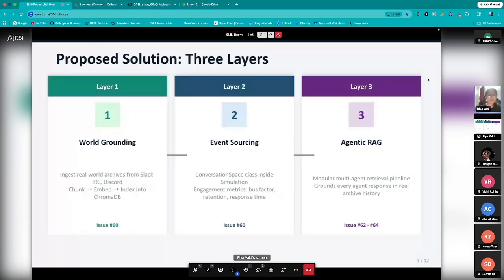First layer is world grounding, where I would be ingesting real world archives from Slack, IRC, and Discord. The second layer is event sourcing. This is the part where the conversation space is there, along with engagement metrics. And the third part is the agentic RAG.